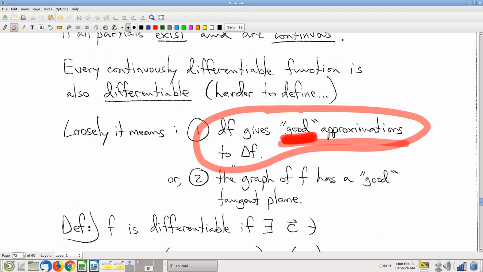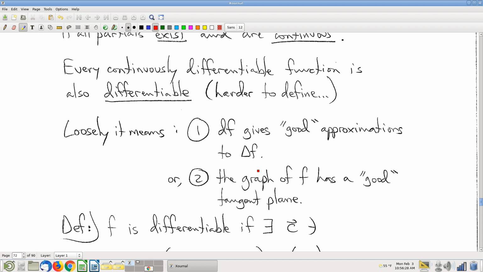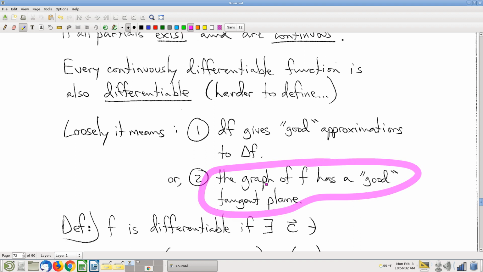A different way to think about it, if you prefer, a function is differentiable if the graph of the function has a tangent plane that I will loosely again call a good tangent plane. Well, you got to be. What's the difference between a good tangent plane and a not good tangent plane? Again, a long conversation ensues there, but there's some really subtle business in there as well.